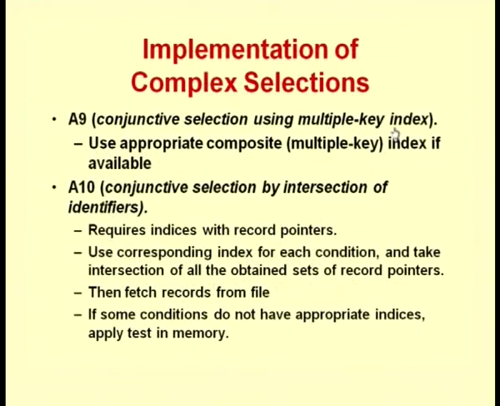A9 is a conjunctive selection using a multiple-key index. Use an appropriate composite multiple-key index if available, or do conjunctive selection by intersection of identifiers. Here, it requires indices with record pointers. Use the corresponding index for each condition and take the intersection of all the obtained sets of record pointers, and then only you fetch. So, you are actually doing the intersection of the record pointers. If some conditions do not have appropriate indices, then you have to apply the test in memory.